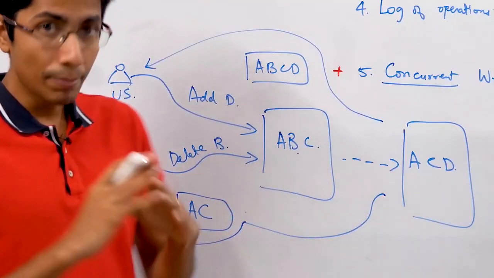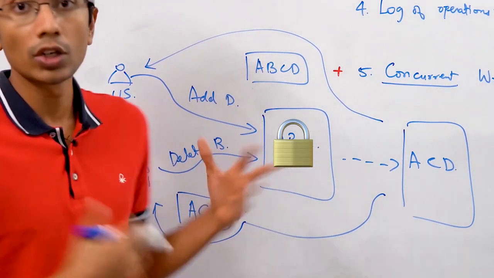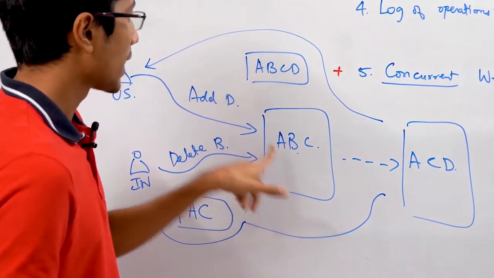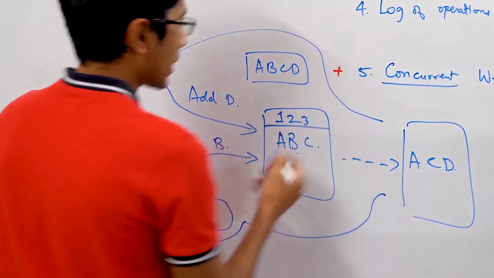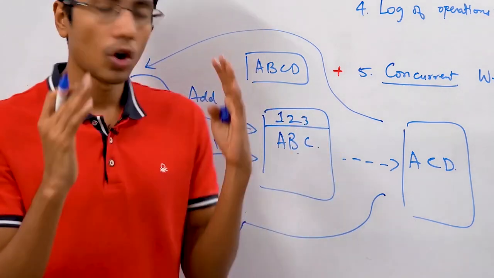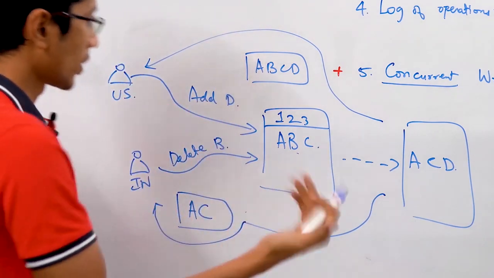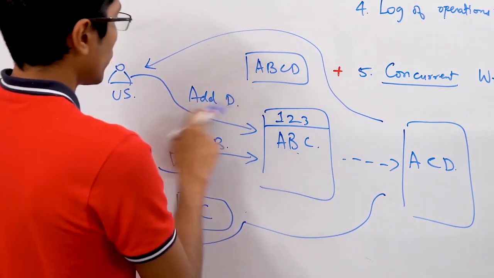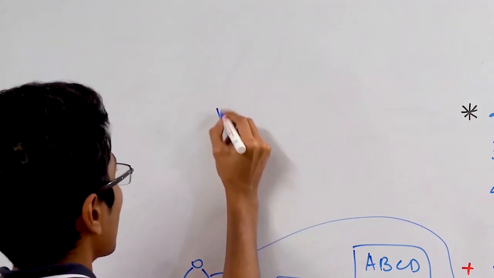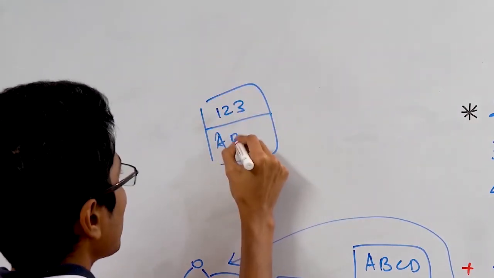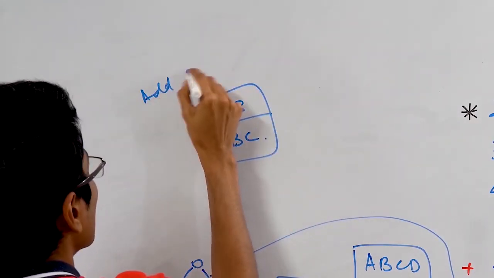The first approach, the simplest approach, is to take locks on the documents. So whenever a person says, I want to change this document, let's say document ID is 123, contents is ABC, please take a lock on document ID 123. Okay, I took a lock. The first operation, let's say, is add D. So 123 has a write lock on ABC as the content and add D as an operation.